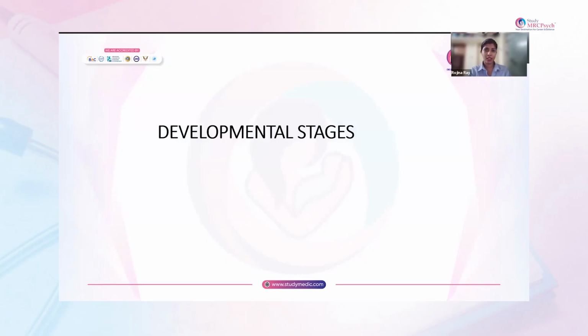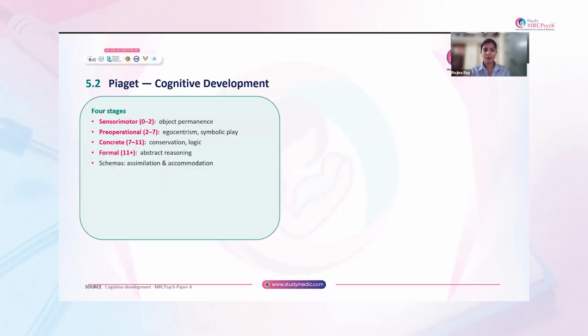Now, moving to the second section of today's lecture. So we are looking at the developmental stages, and there are four main developmental models that all of you need to know for this exam. One is Freud's psychosexual stages of development. Then Erikson's psychosocial theory of development. Then Jean Piaget's cognitive stages of development. And then Lawrence Kohlberg's theory of moral development. So let's try to look at them one by one.